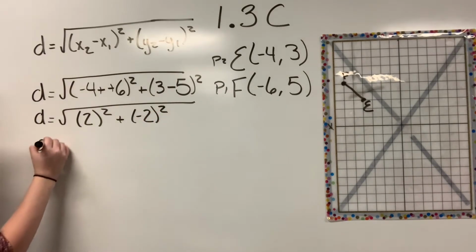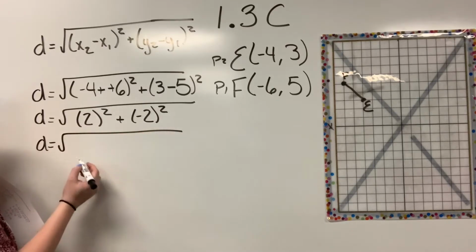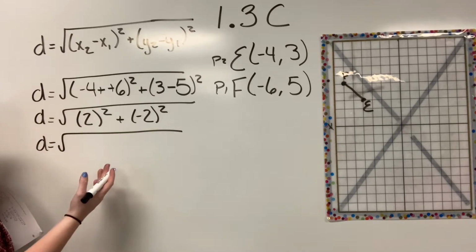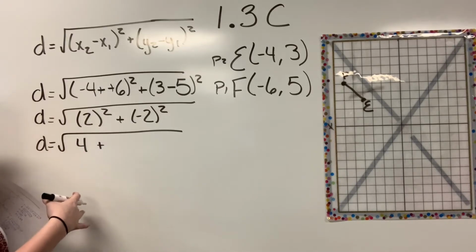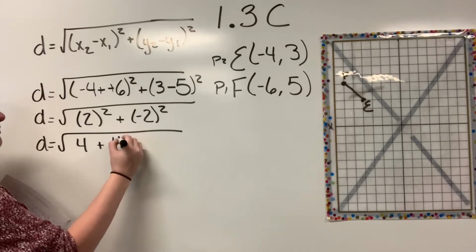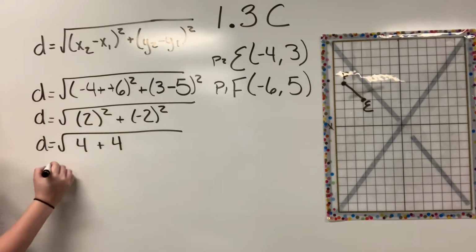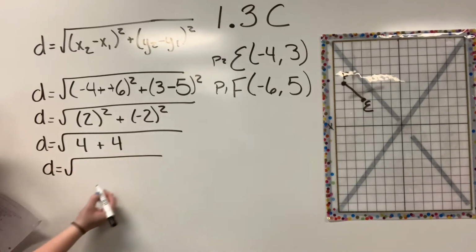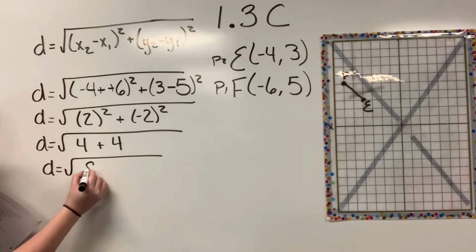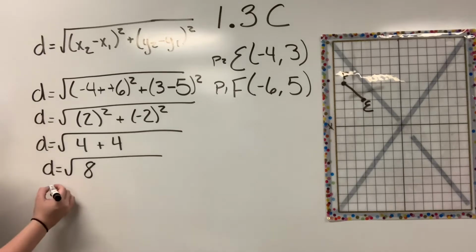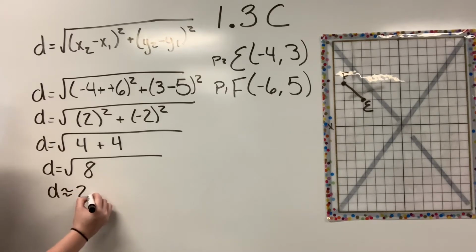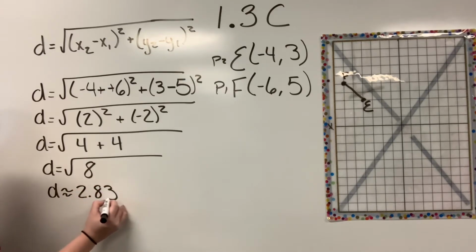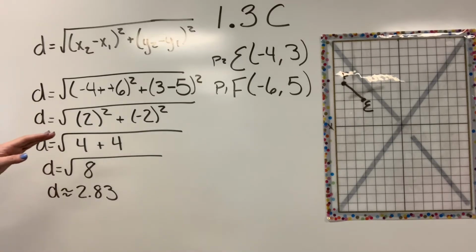Okay, we keep our D is equal to our big old square root. 2 squared, or 2 times 2 gives you a 4. -2 squared, or -2 times -2, also gives you a +4. So we keep our D is equal to our big old square root. 4 plus 4 is 8. And when we plug that into the calculator, we get D is approximately 2.83. So the distance between F and E is 2.83.